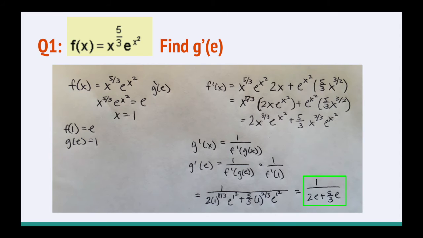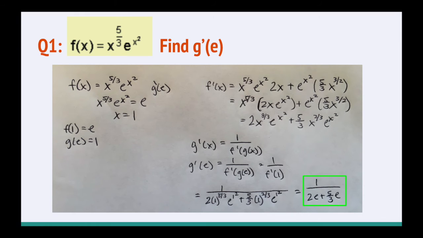So now we have to plug that into g prime of x, which equals 1 over f prime of g of x. Plugging in e, g prime of e equals 1 over f prime of g of e. We know that g of e equals 1, so we substitute that in to get 1 over f prime of 1. Now we substitute 1 into f prime of x, and we get the final answer: 1 over 2e plus 5 over 3e.